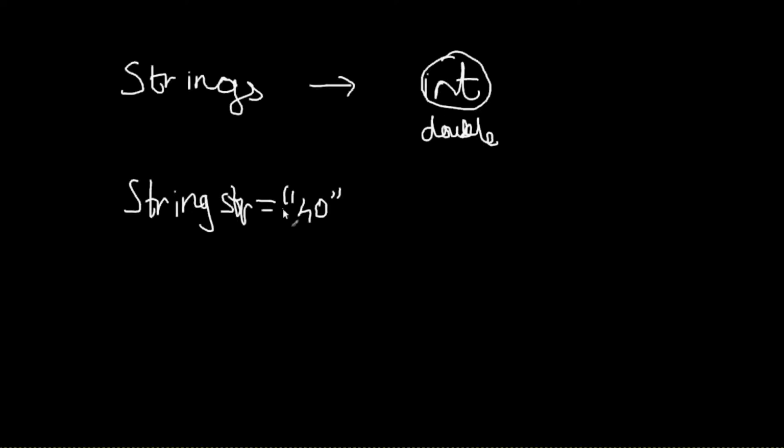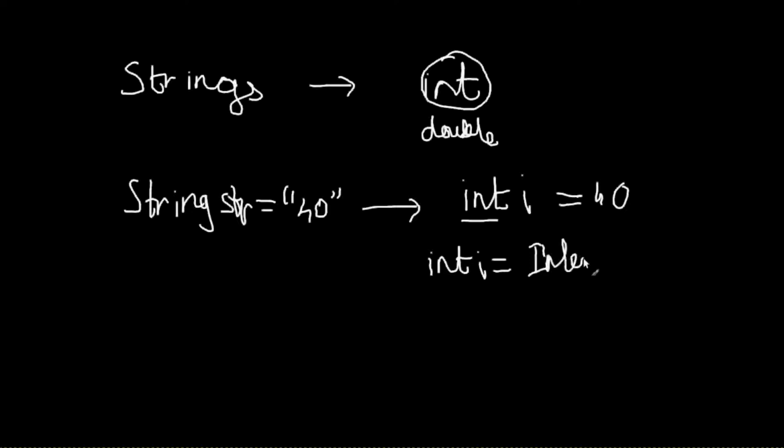So if you want to use this, then you want to convert to an int. You want something like int I. You want it to hold the value 40. Right now you have it in string format, but you want to convert it to an int format. So all you do is say int I is equal to Integer dot parseInt, and in brackets comes your string or your string name.